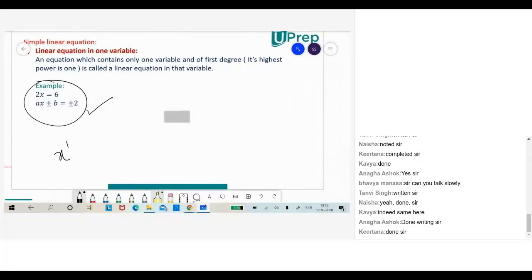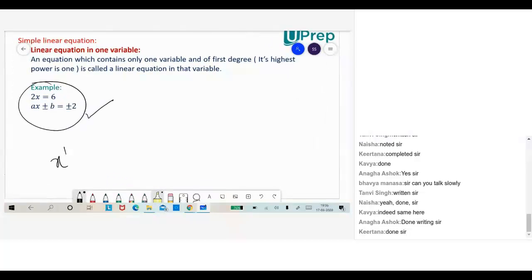Now, what does a linear equation in one variable look like? First you need to understand what a linear equation is. If the degree of the variable is 1, it's called a linear equation. Now, what is a linear equation in one variable? If the linear equation contains only one variable, it might contain x only, y only, or z only. So it's called a linear equation.